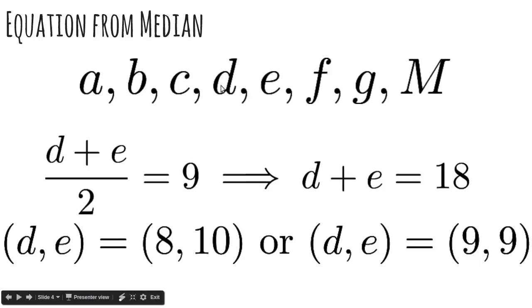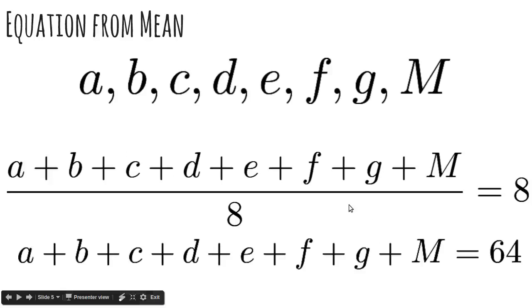So we have 8 positive integers, and M is the biggest. The average of the two middle ones will be 9, since the median is 9. So multiply both sides of this equation by 2, and you get d plus e equals 18. So 9 and 9 add up to 18, and 8 and 10 add up to 18. But 7 and 11 also add up to 18. But if you have 7 and 11, then there's no 10. So it can't be something like 7 and 11, or 6 and 12. So these are the only two possibilities, 8 and 10, or 9 and 9. Those are the only ways we can have a mode of 10.